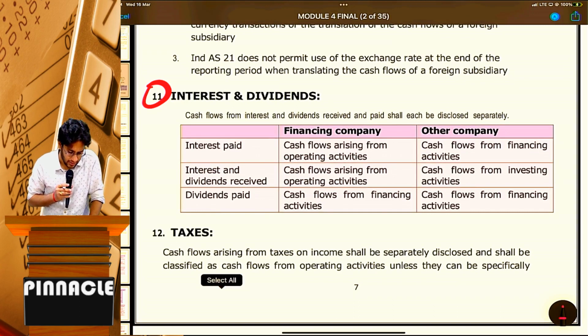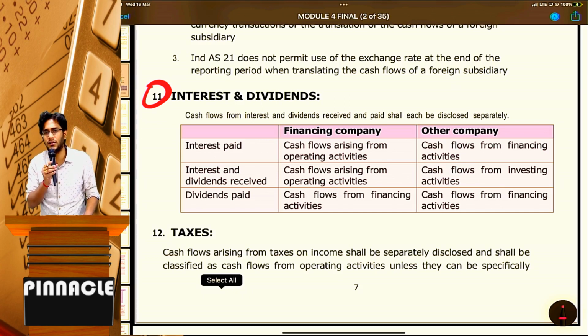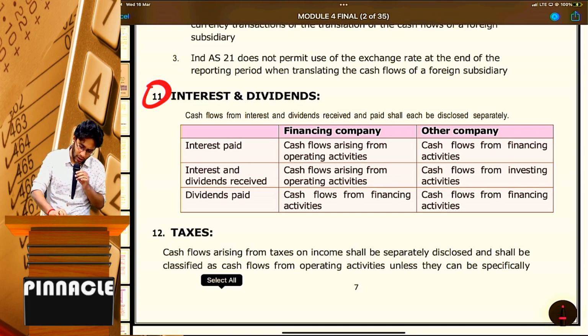Interest and dividends. Normal rule: interest paid is a financing activity. Dividend paid is a financing activity. Interest received is investing. Dividend received is investing. Now imagine you are a bank or a financial institution. Interest paid is operating. Interest received is operating. Dividend received is also operating only.